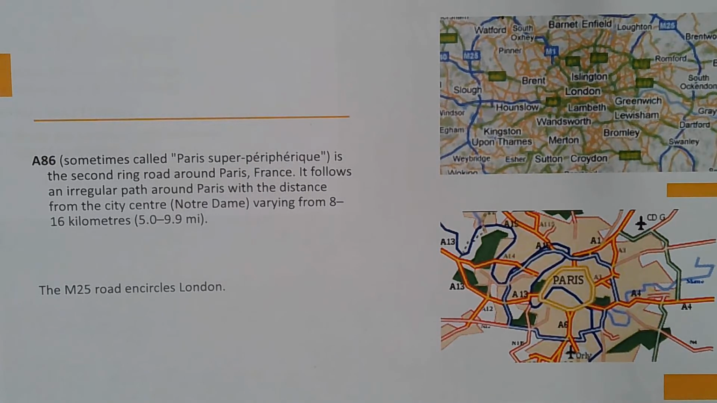A ring road is a road in the shape of a ring that circulates a city. It follows an irregular path around Paris with the distance from the city centre, or the Notre Dame, varying from 8 to 16 kilometres, so it helps people get around the city quicker. The M25 would be the ring road that encircles London. So it goes around the periphery of London, so people do not always have to go straight through the city where it is very busy.